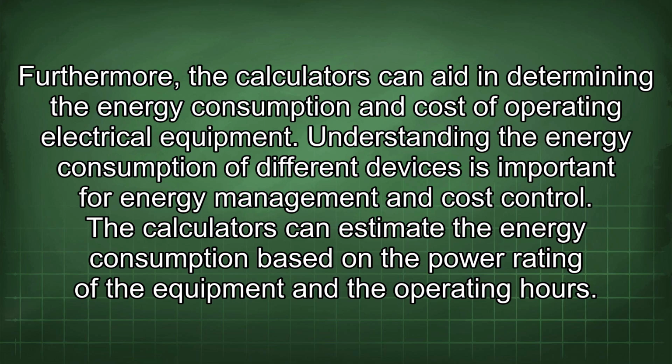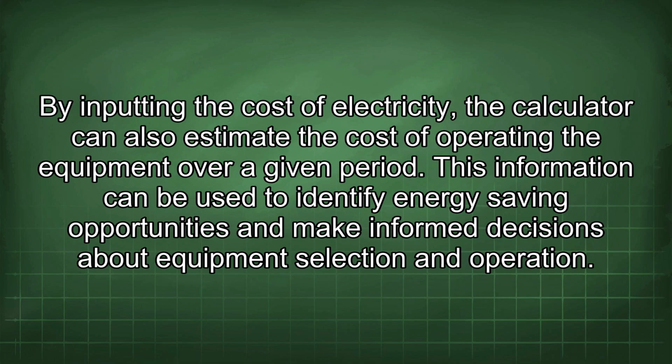Furthermore, the calculators can aid in determining the energy consumption and cost of operating electrical equipment. Understanding the energy consumption of different devices is important for energy management and cost control. The calculators can estimate the energy consumption based on the power rating of the equipment and the operating hours. By inputting the cost of electricity, the calculator can also estimate the cost of operating the equipment over a given period. This information can be used to identify energy-saving opportunities and make informed decisions about equipment selection and operation.